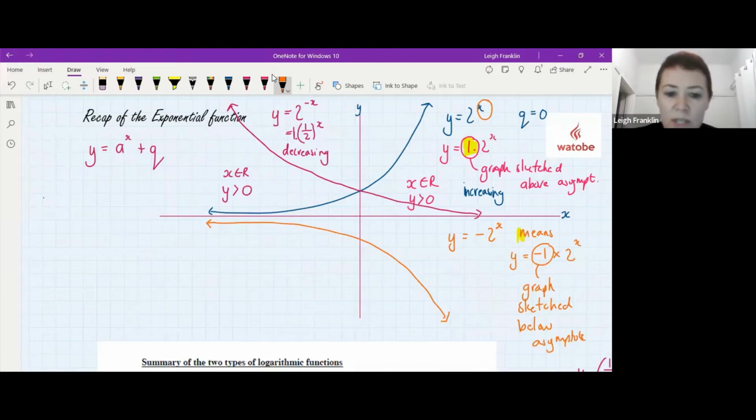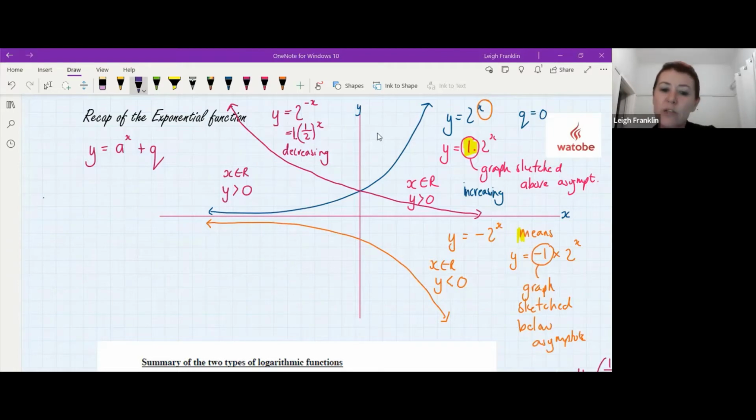What's our domain? Same story. X is an element of the real numbers. What is our range? Y is smaller than 0. Does that make sense to everyone? Any questions? Are we all managing? Okay, I know you'll stop me and ask if there are questions. All good.